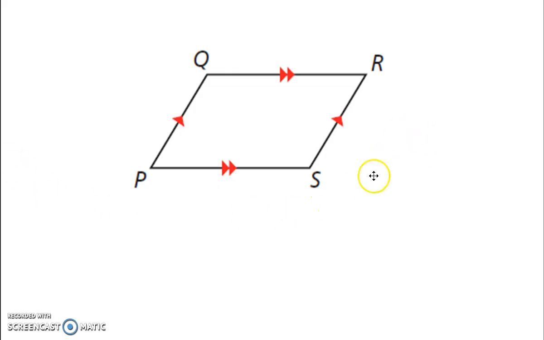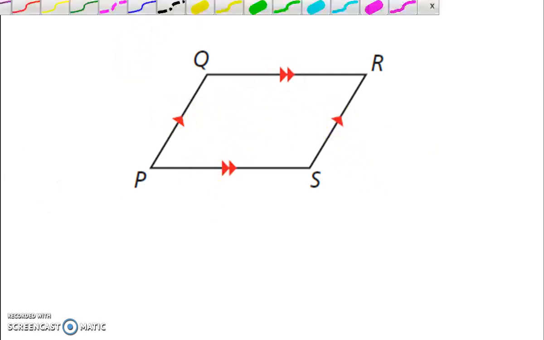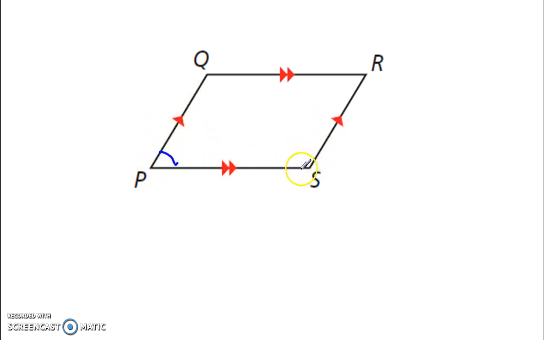Alright, so a parallelogram by definition has two sets of parallel sides. Now, due to this, we can figure a few things out. Like we could say, well, this acts like a transversal on two parallel sides, so I know these two would be consecutive interior angles. And if those two are consecutive interior angles, then these are also consecutive interior angles, and so on. So I can go around and figure out a few things in a parallelogram.